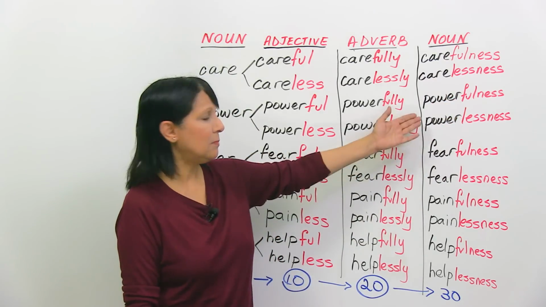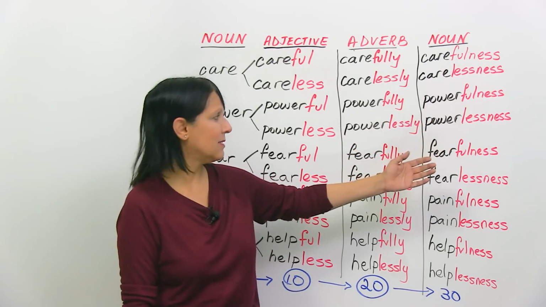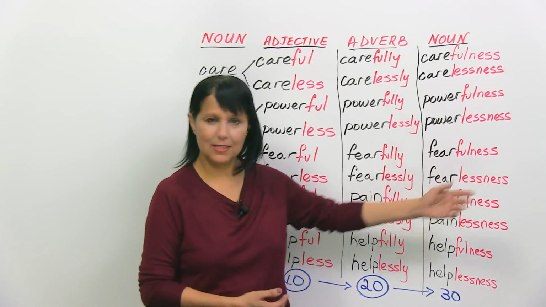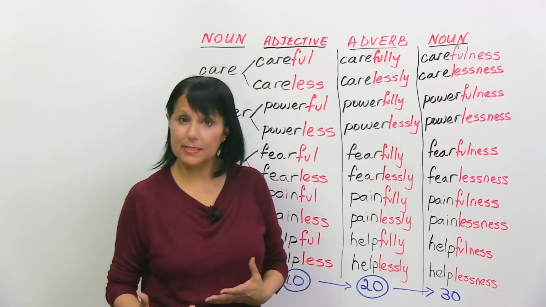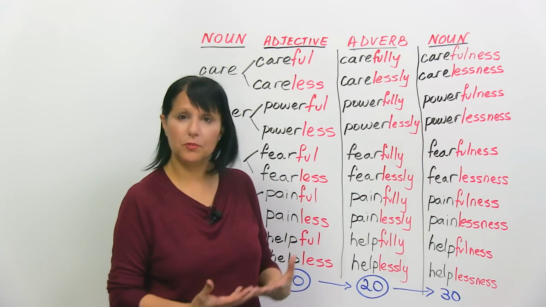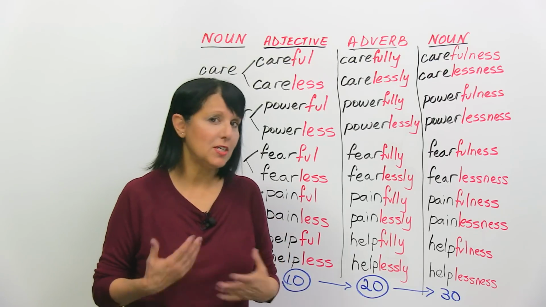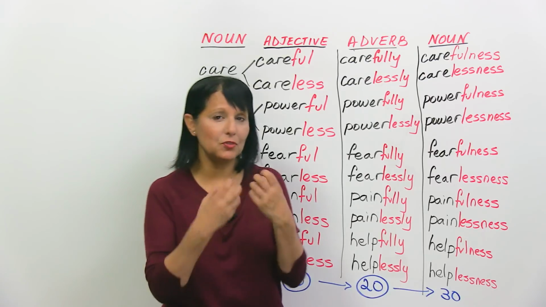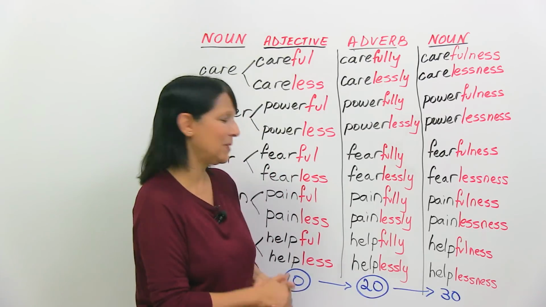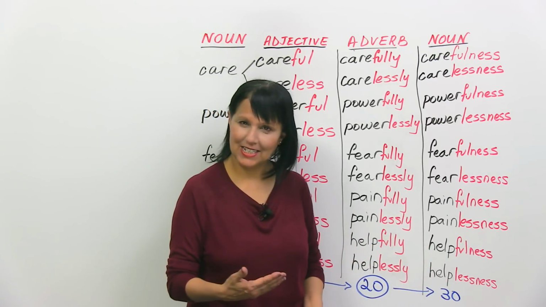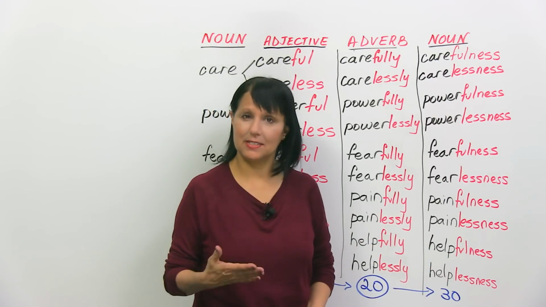N-E-S-S. Powerfulness, powerlessness, fearfulness, fearlessness, painfulness, painlessness. I hope you're saying these with me, okay? It's good practice for you to say them also, because then you'll use them. All right. Helpfulness and helplessness.